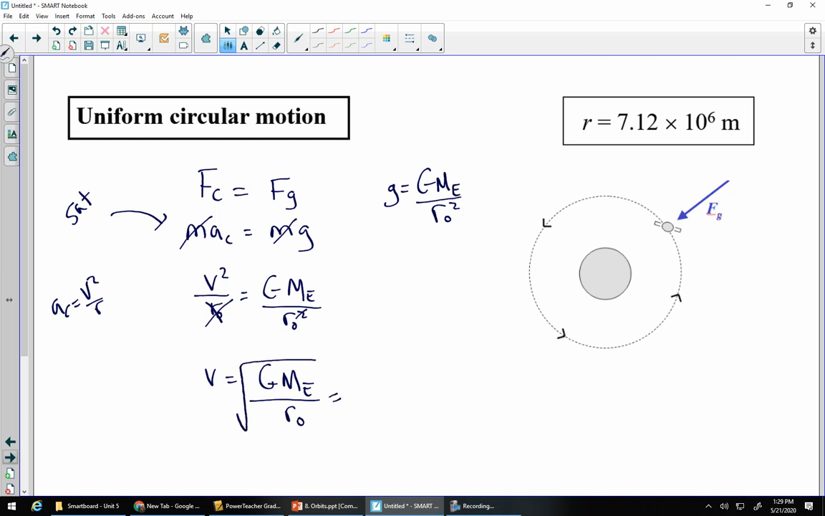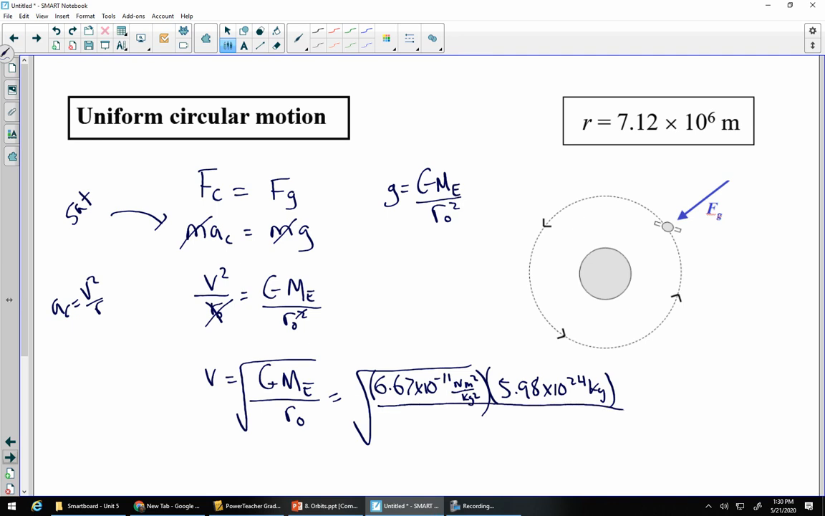I hope everybody's okay with the rearranging. And all we've got to do from here is plug in some numbers. So 6.67 times 10 to the negative 11 newton meters squared per kilogram squared, times the mass of the Earth, 5.98 times 10 to the power of 24 kilograms. And then we divide that whole thing by our orbital radius, which we just figured out: 7.12 times 10 to the power of 6 meters.